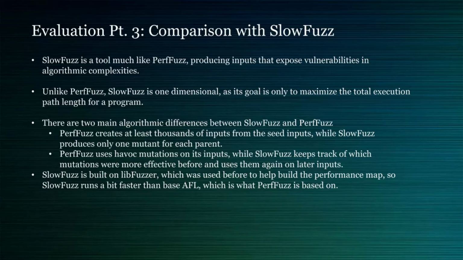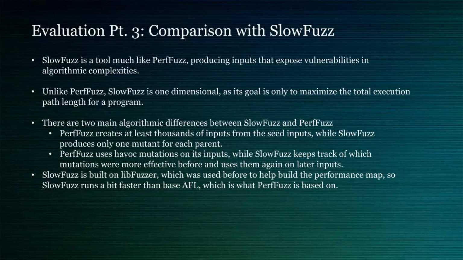Unlike PerfFuzz, SlowFuzz is one-dimensional in its objectives, as its goal is only to maximize the total execution path length for a program. There's another reason why SlowFuzz is a great candidate, as comparing the single objective software versus PerfFuzz's multiple objective idea. There are 2 main algorithmic differences between SlowFuzz and PerfFuzz.